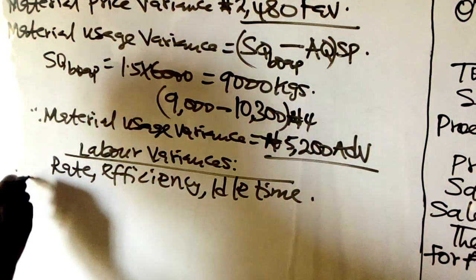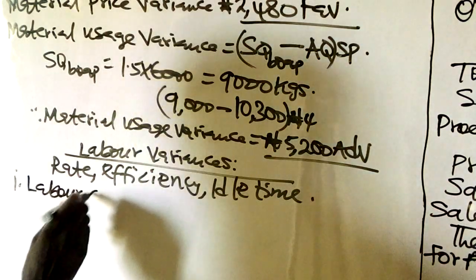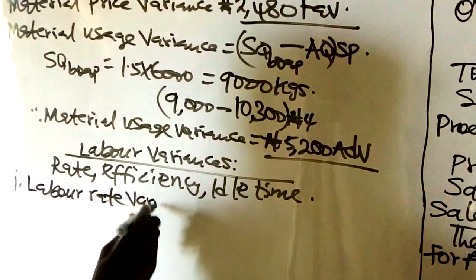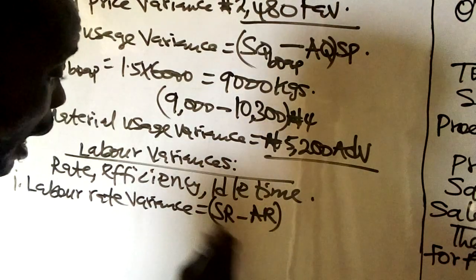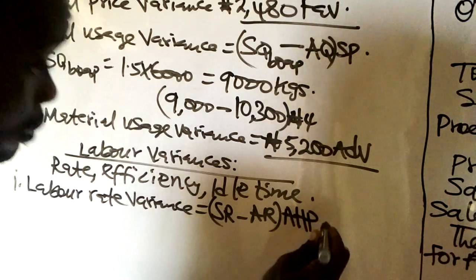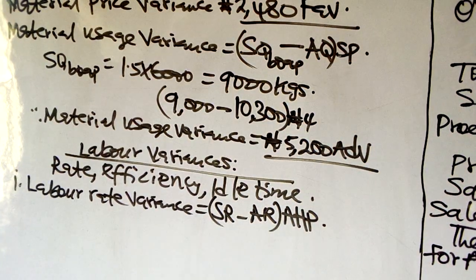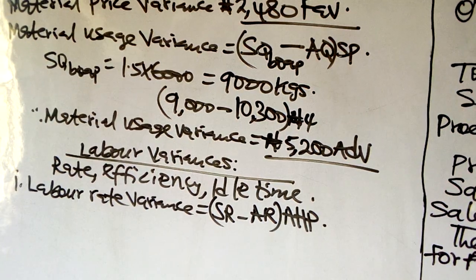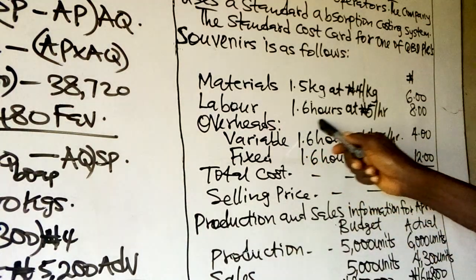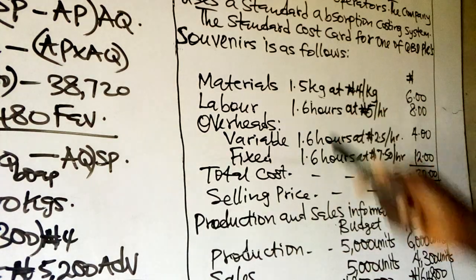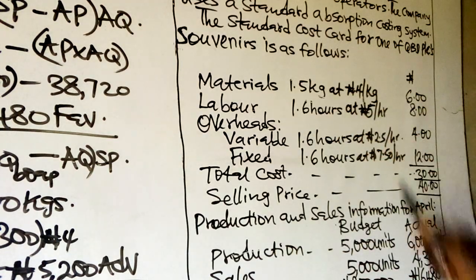Labor rate variance. I said labor rate variance is standard rate minus actual rate multiplied by actual hours paid for. Actual hours paid for, not actual hours worked. That is for labor rate variance. Go back to the question. What is our standard rate? The standard rate of labor: 1.6 hours at 5 naira per hour. The rate per hour is 5 naira. That is our standard rate.